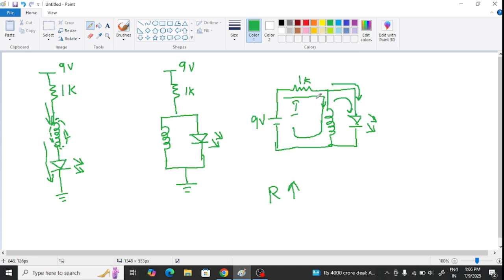But as the current increases, the resistance decreases to a very low value, almost zero, so that this will act as a wire, simply a wire. So there is no resistance at all, the current will be flowing through this, so that this acts as a short circuit and your LED will not glow. Okay.